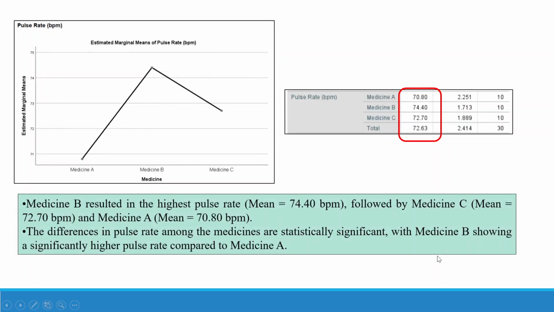Now let's talk about the pulse rates, A, B and C. So medicine B resulted in the highest pulse rates, followed by medicine C and medicine A. The difference in pulse rates among the medicines is statistically significant, with medicine B showing significantly higher pulse rates compared to medicine A.